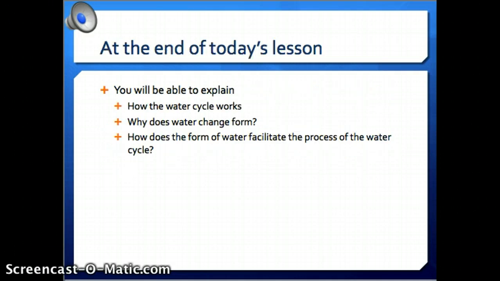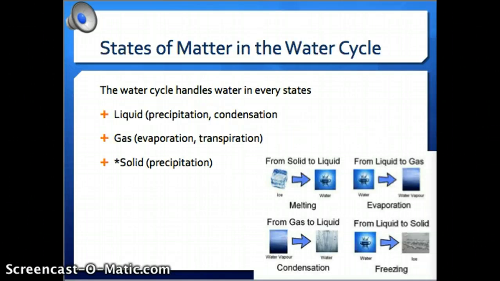Water changes forms many times throughout the water cycle in order to keep the process moving. After today's lesson, you will have a firm understanding of how the water cycle works as well as why water changes forms in the water cycle. This constant evolution of state allows for the cycle to keep going. You have already learned about the three states of matter: solids, liquids, and gases. You also already know the stages of the water cycle.